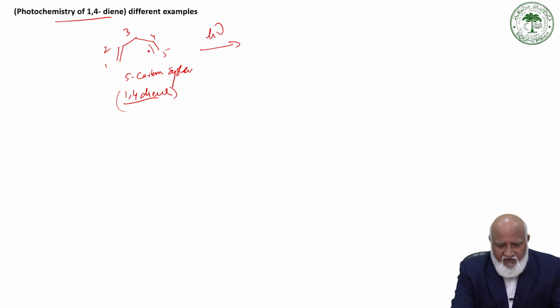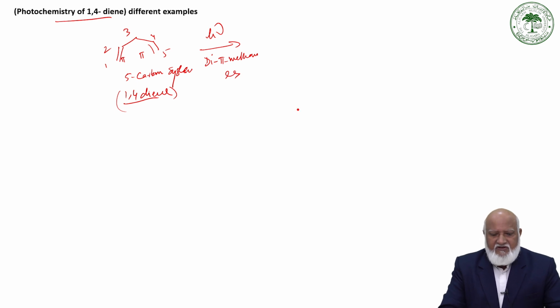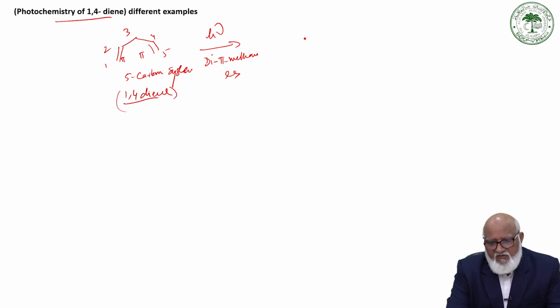This is one pi bond, another pi bond, and so with two pi systems we can call it di-pi-methane rearrangement under photolytic conditions. So the product can be visualized under the influence of light. One of the double bonds gets excited to give a diradical like this. This is a 1,2 diradical.